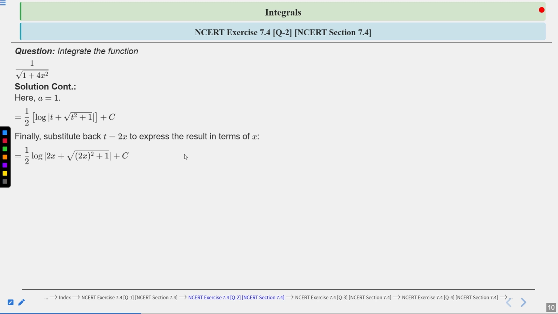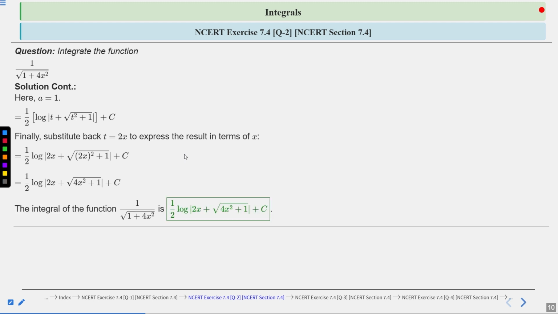So this is equal to 1 by 2 log mod 2x plus root over (2x) whole square plus 1 plus c, which is equal to 1 by 2 log mod 2x plus root over 4x square plus 1 plus c.